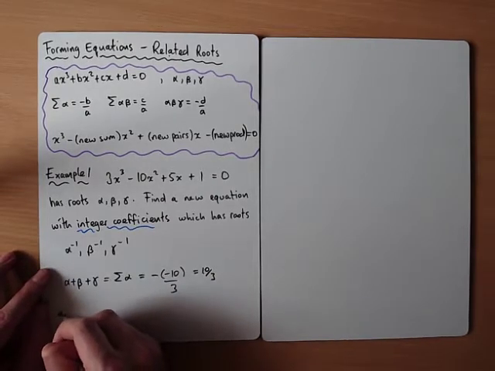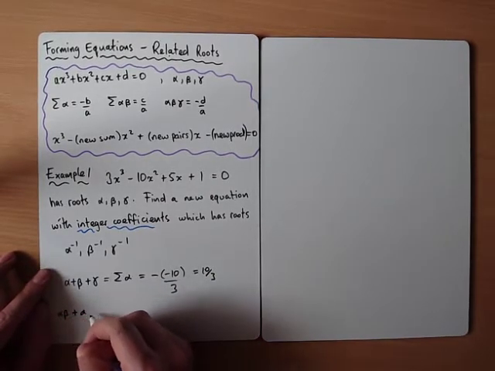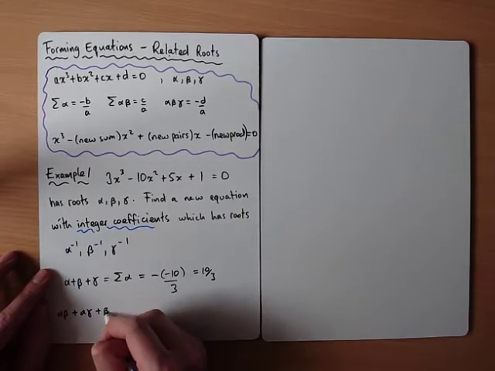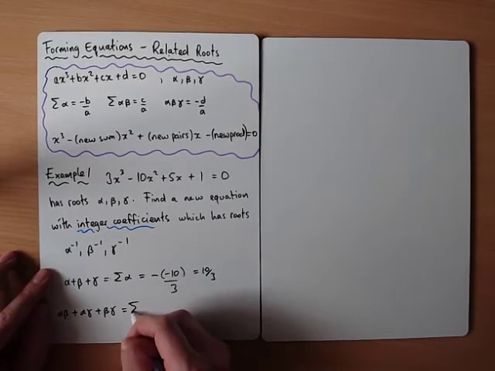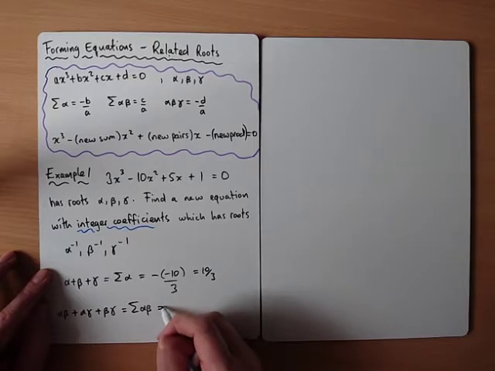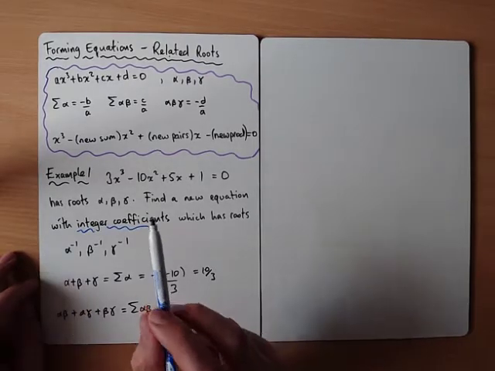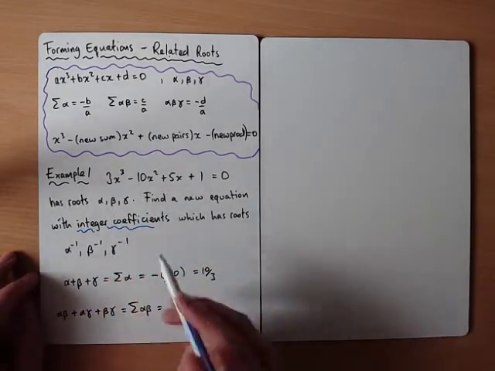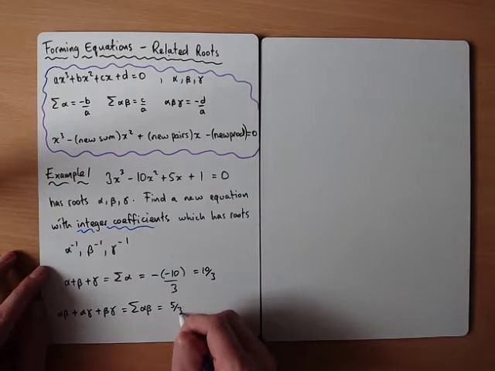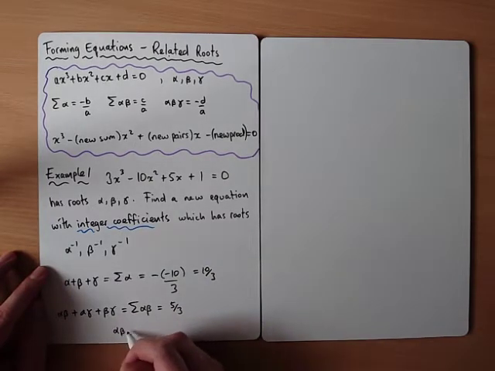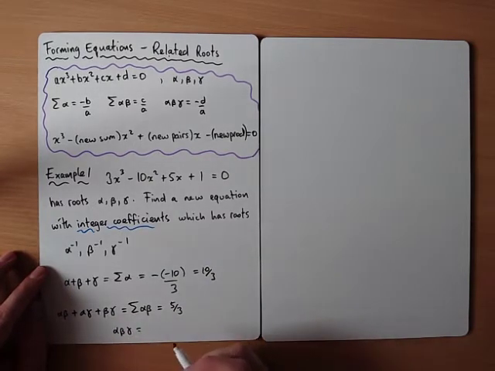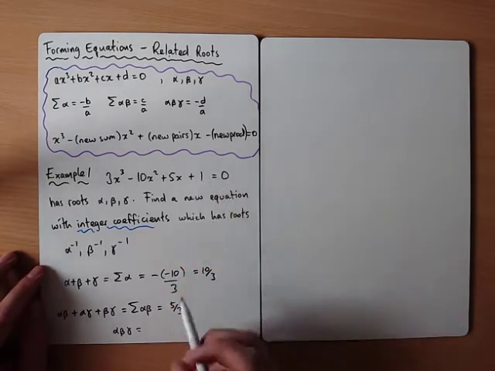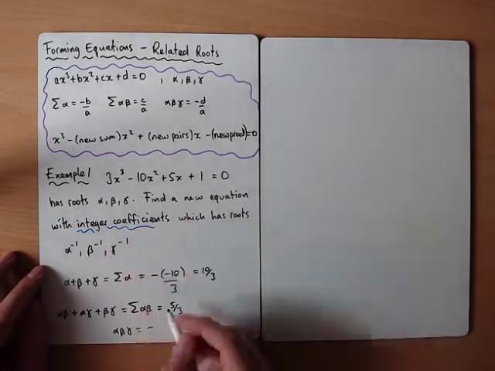The pairs, which would be alpha beta plus alpha gamma plus beta gamma, which we can write as the sum of the pairs, would be c over a, so we've got 5 over 3, and the product alpha beta gamma would be minus d over a, so it would be minus 1 over 3.